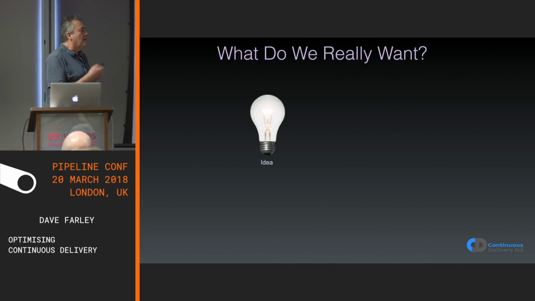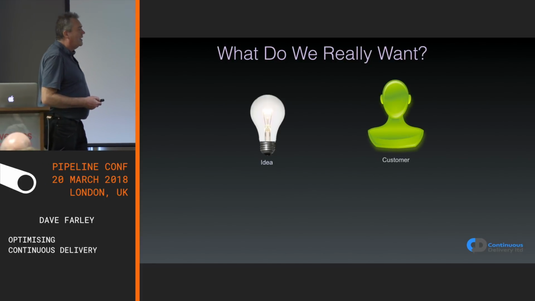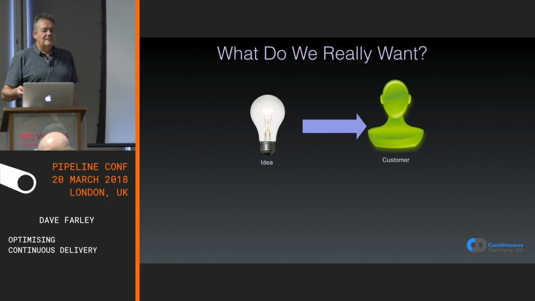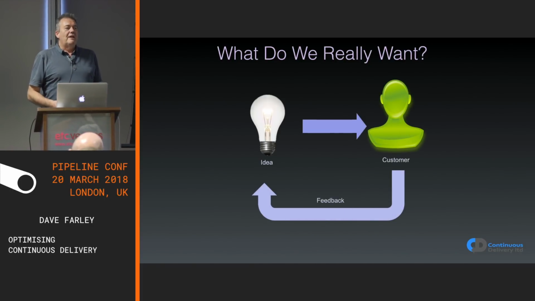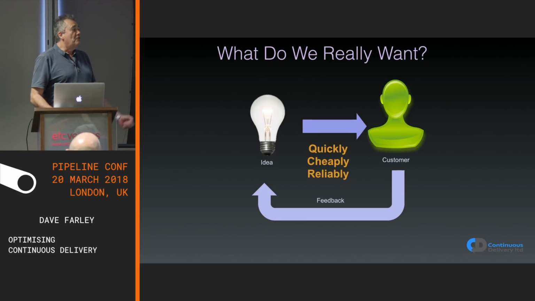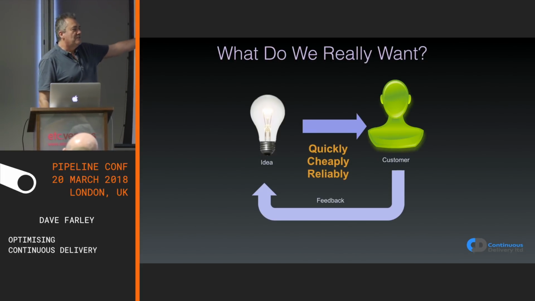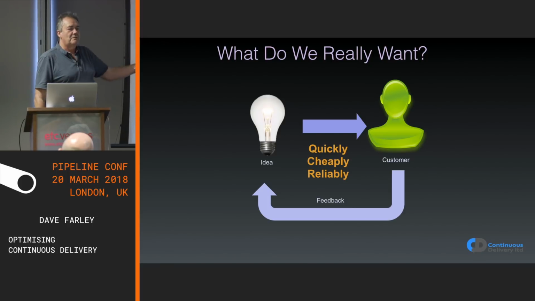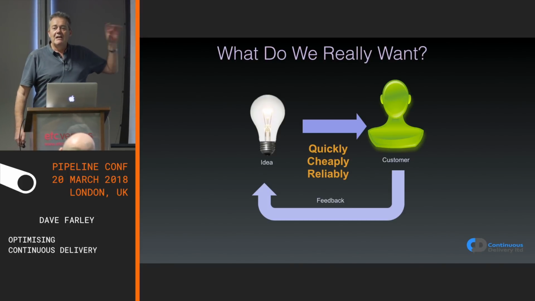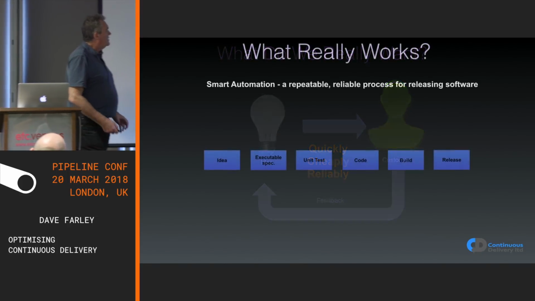So what do we really want? We want to be able to have an idea. We want to be able to get that idea into the hands of our users, and we want to figure out what our users make of it. Fundamentally, that's what all of continuous delivery is about, and that's what all of software development is about. That's pretty much it. So we want to optimize for that. We want to make that efficient and fast.